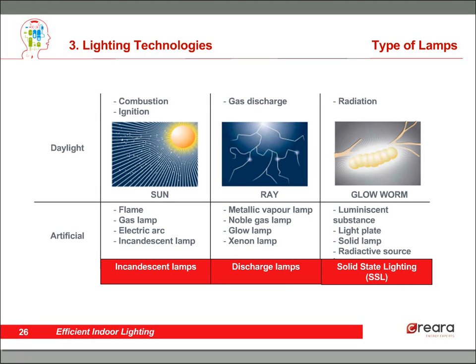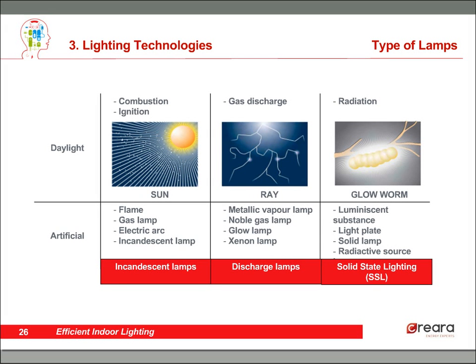As we said, the lamp is the equipment that converts electricity into light. We find different ways of getting this light. The most common are combustion or incandescence, where we get the light when a body reaches a certain temperature. The natural example of combustion would be the sun, and the artificial example would be an incandescent lamp.